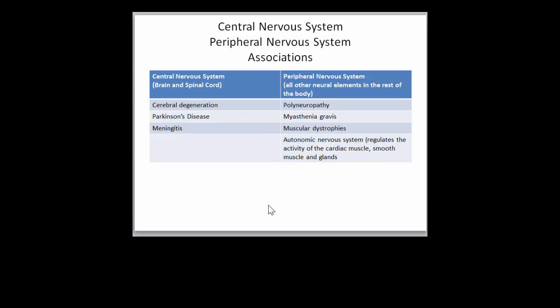Let's talk about the nervous system now. The nervous system is broken down into the central nervous system and the peripheral nervous system. So really, any diagnosis that affects the brain and the spinal cord is going to come under the central nervous system, and everything else throughout the body is going to come under the peripheral nervous system. Notice that the autonomic nervous system is what regulates the activity of the cardiac muscle, your heart muscle, the smooth muscle, which is along your GI tract, and your glands.